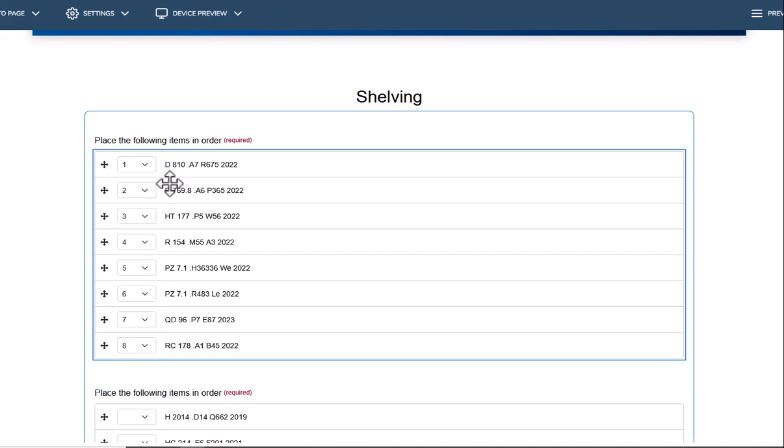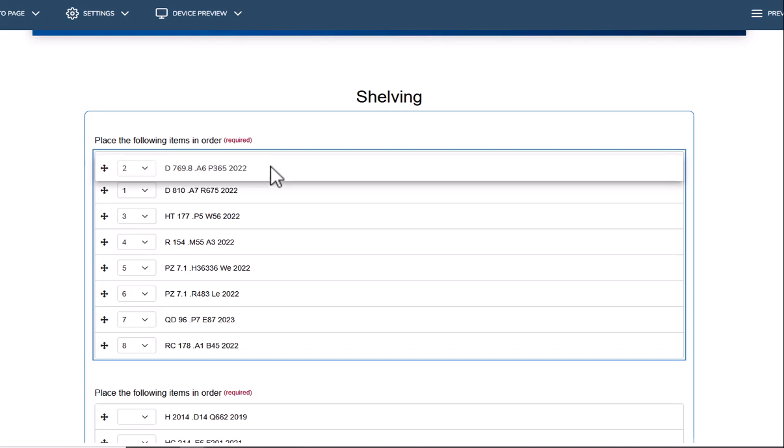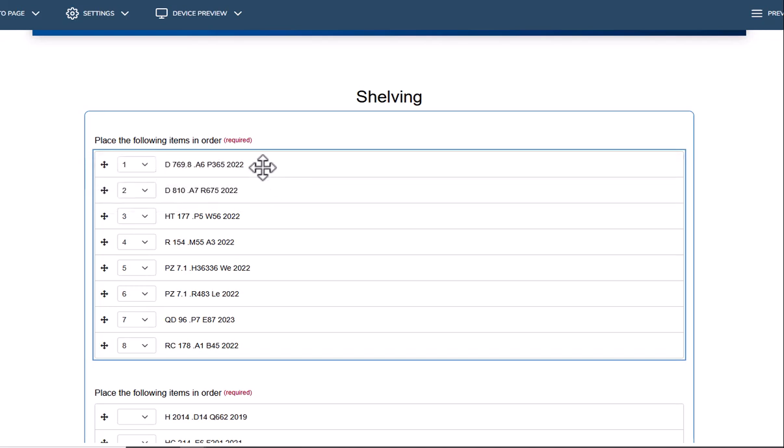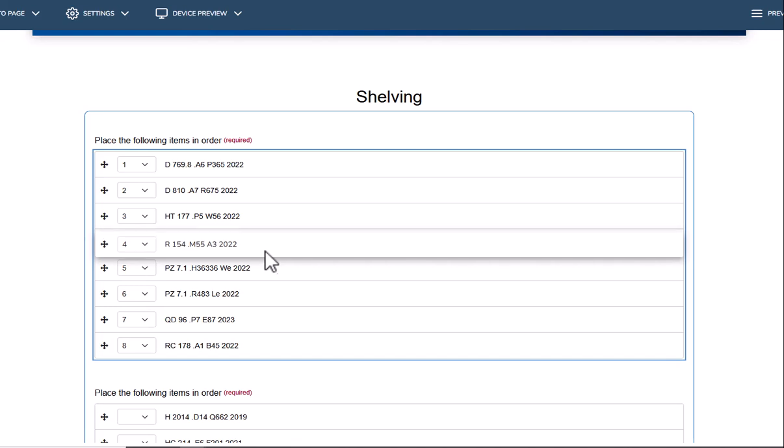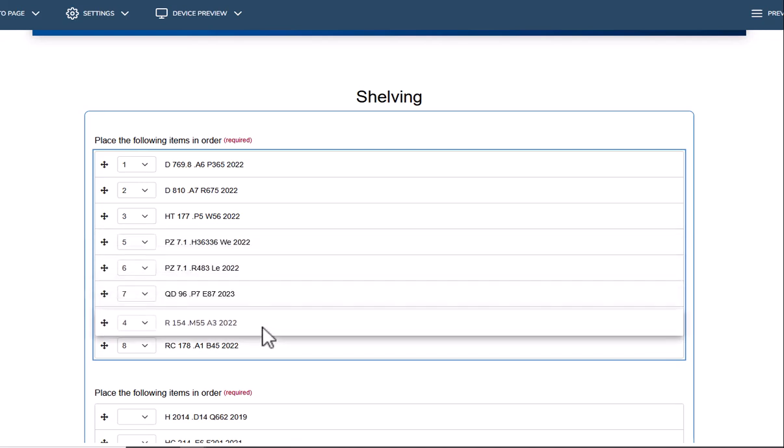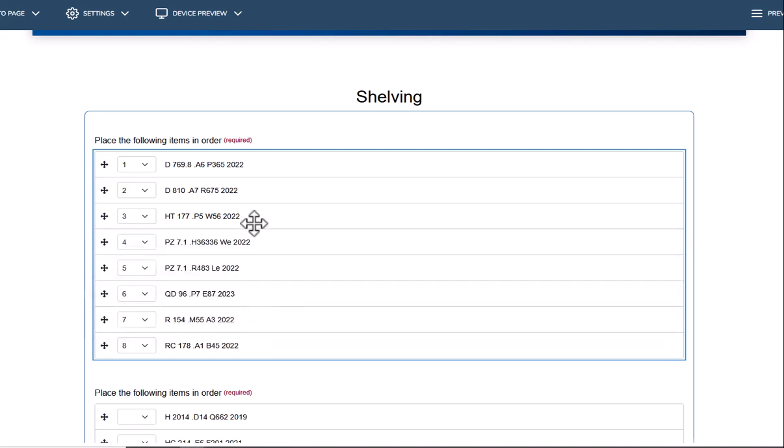So we have 2 D's, so we have to compare these to each other. We have D810 and we have D769.8. So 769.8 is less than 810. Swapping those 2. Moving down, we just have 1 HT all by itself, so we are good there. We have an R, P Q R, okay. I messed up somehow because I'm realizing this R should go down towards the bottom. R is later in the alphabet from P.